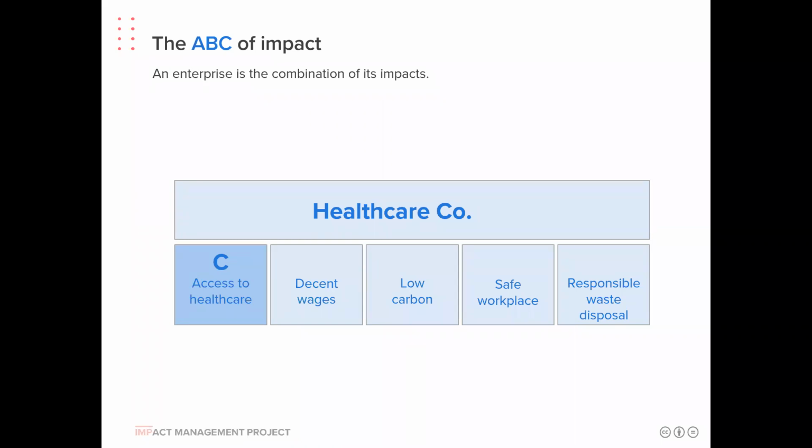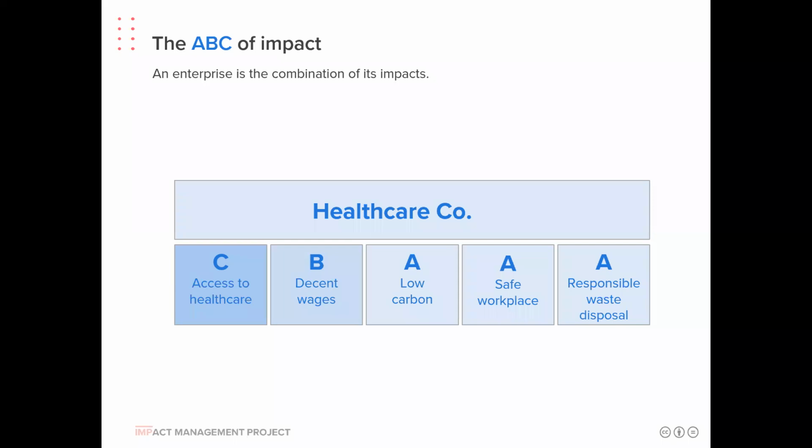And then we look across at the other material impacts and we perform a similar exercise. And when we do this, we find, somewhat unsurprisingly, that the company is a combination of many different types of impact. And it has some A's for act to avoid harm, and it has a B as well. It's benefiting its employees with decent wages. So this then poses the question, okay, well, what does that mean for this company as a whole?